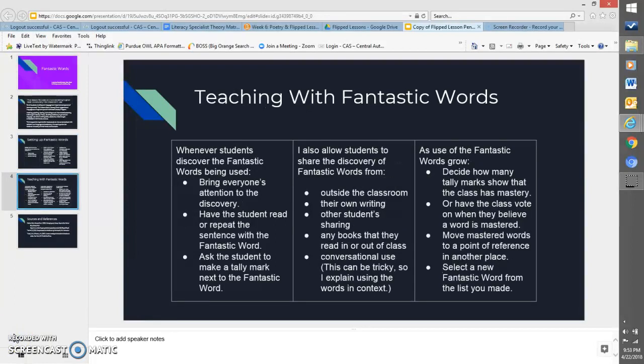Teaching with Fantastic Words. This is so fun. This is where students discover the Fantastic Words being used. So you are going to bring everyone's attention to the discovery if a student says, "You just said one of our words." Or if they bring you a book and say, "Look, I found one of our Fantastic Words." Or if someone is sharing their writing and one of the Fantastic Words is used.